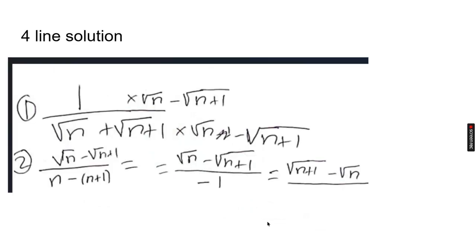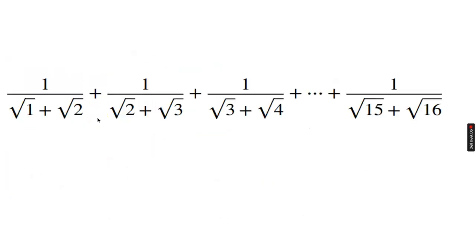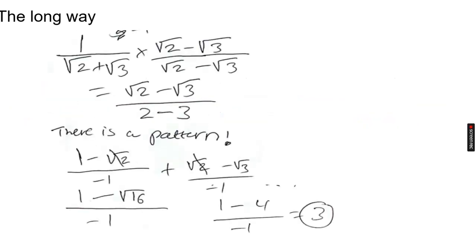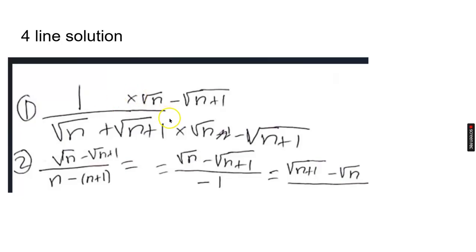And here is the 4-line solution. It's a bit tricky to get this first time, so well done if you have. You have the general form of the sequence, 1 over root n plus root n plus 1. So if n is 1 here, we have 1 and 2, n plus 1, 1 plus 1 is 2. And then we times it by root n minus root n plus 1, as you would know if you watched my video on rationalization.